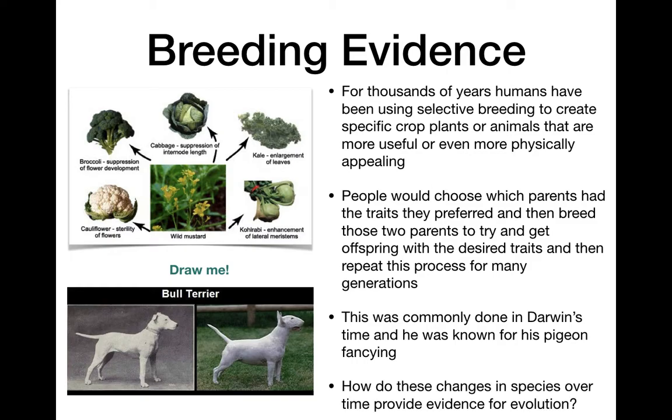How do these changes in species over time provide evidence for evolution? Pause the video, think a little bit. Okay, so the reason why this provides evidence is because it's proving that species can change significantly over time. So we went from this wild mustard to a cabbage over multiple generations, and this happens much quicker when you're breeding than if it's happening naturally, because the selection pressure is very strong. You're either allowing that plant to breed or not, but it's very clear that we can change things over time.